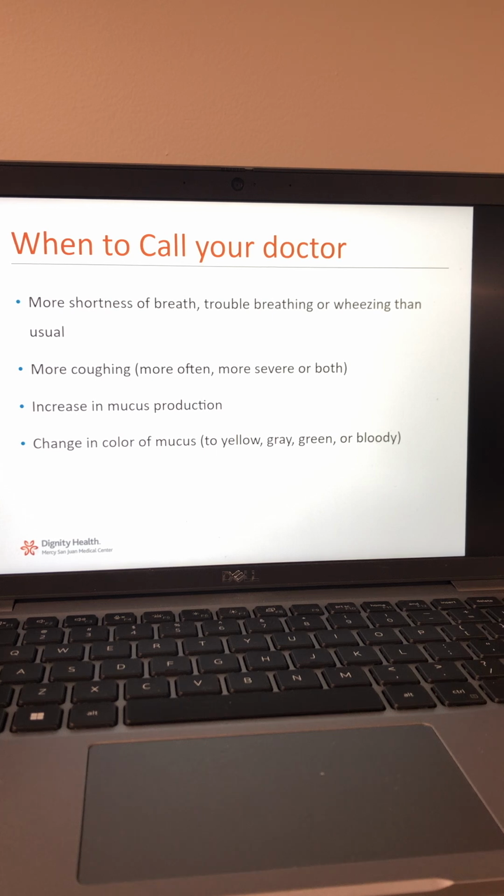So more shortness of breath, more trouble breathing or wheezing than usual, more coughing, an increase in mucus production, a change in the color of mucus. Does not need to be green. So if you're clear and it's yellow, that's a problem. You're yellow and it turns gray, problem. Green, bloody, problem. Even the tint of the mucus. So there, especially like bronchiectasis, may have a light green mucus, which is normal, and the green gets darker. So any color change.